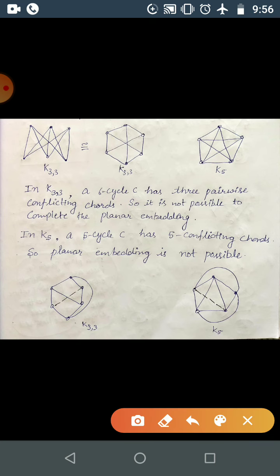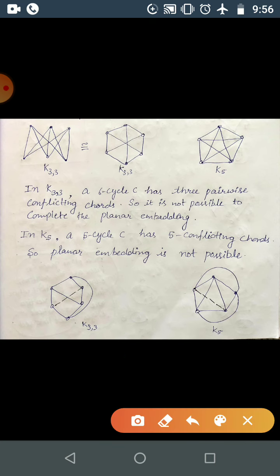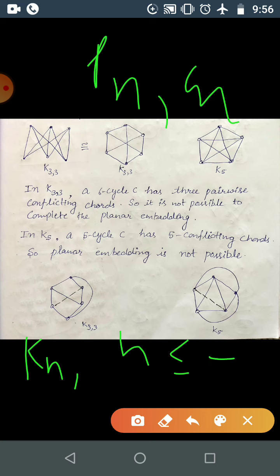Likewise, P5 is planar. We can redraw P5 as this one, correct? If some edges are crossing, and if no edges are crossing, then this is a plane part and every plane is a planar, correct? So likewise, Pn is planar, Cn is planar, and what about K? Kn is planar for n less than equal to 4, correct? So n at most 4, it is planar.